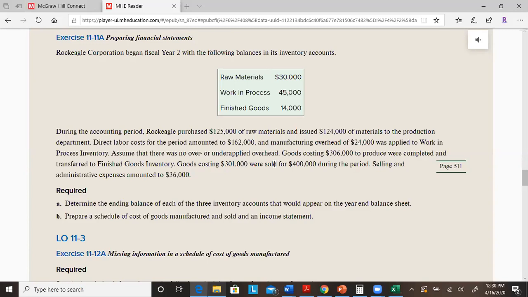So that's 31,000. So I have 31,000 in my raw materials. I have 49 in work in process and 19 in finished goods. Are there any questions on that?